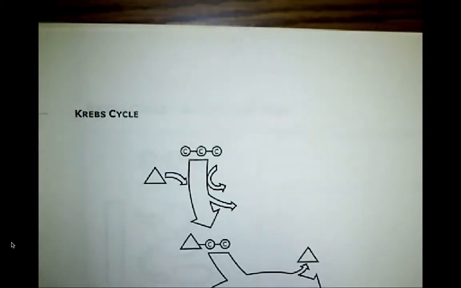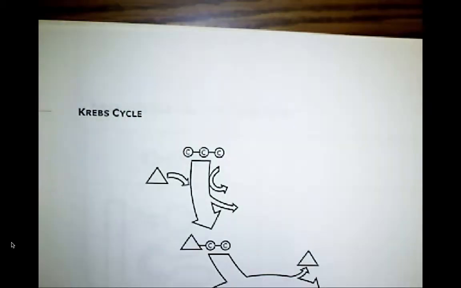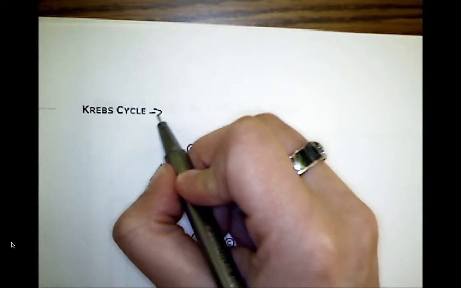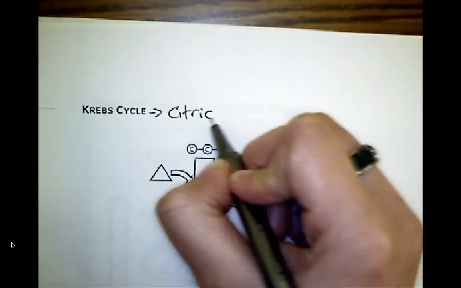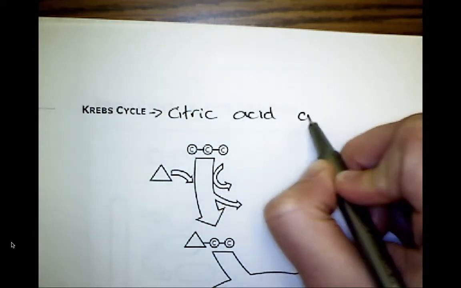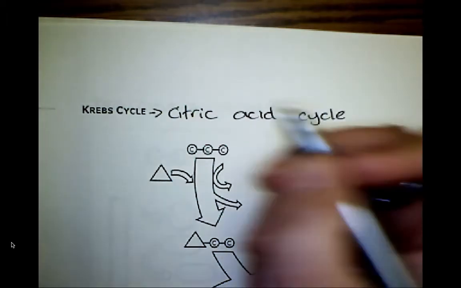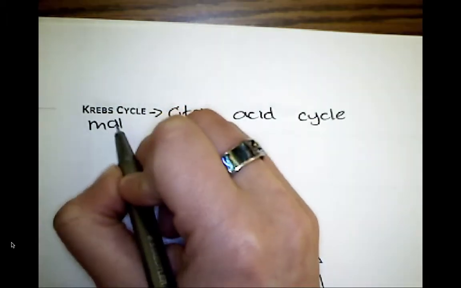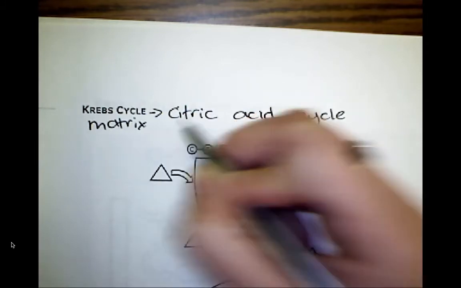Okay, so the next step is known as the Krebs cycle. It is also known as, I think your book refers to it as, the citric acid cycle. Okay, this all occurs in the matrix. So we're going to move that pyruvate all the way into the inside of the mitochondria.